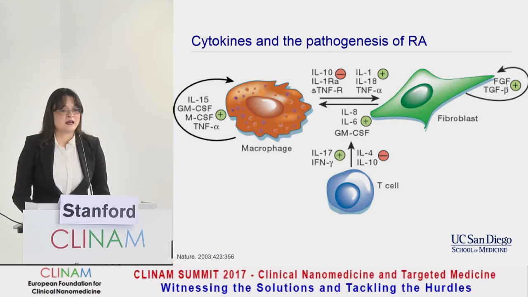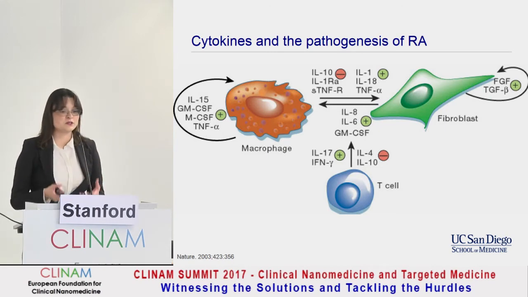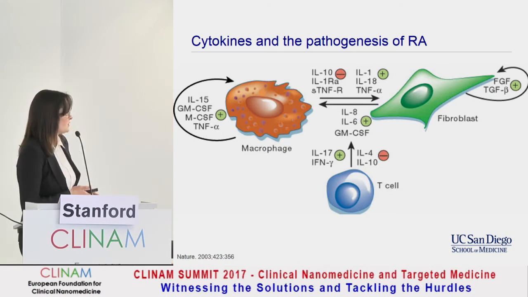Now, cytokines play a huge role in the inflammation that occurs in rheumatoid arthritis, and that's why they've really been the topic of developing therapeutics. So almost every therapeutic that's been developed is either immunosuppressant or targets a particular cytokine.